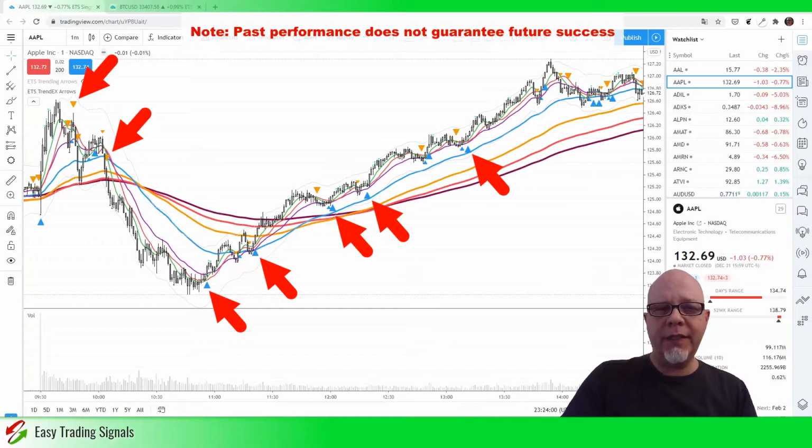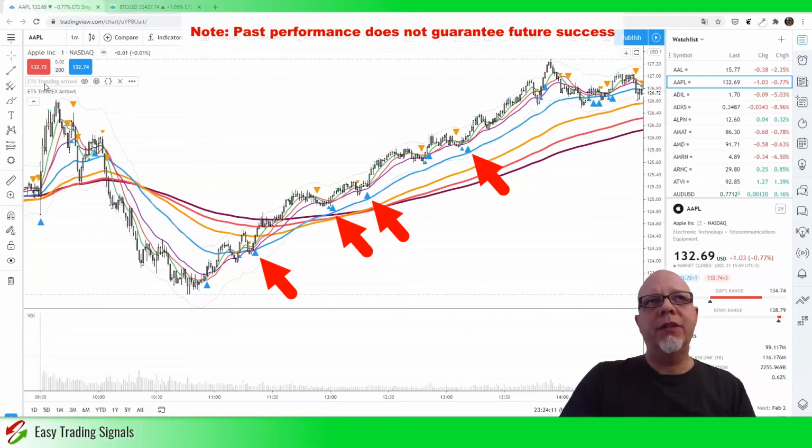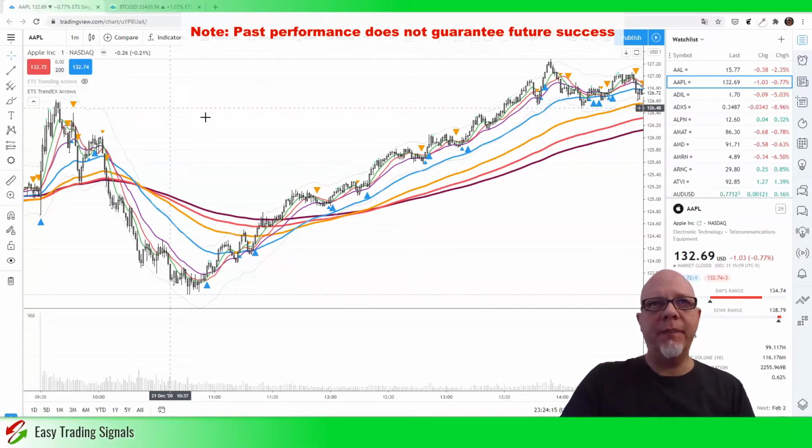We're going to take just a quick look at one of our newest indicators, the Trend EX Arrows or Trend Early Cross Arrows indicator, which is actually an improvement or an update to our existing ATS Trending Arrows indicator. What you see here right now is the Trend X Arrows, Trend Early Cross Arrows indicator, and it includes everything that you see here on the chart.